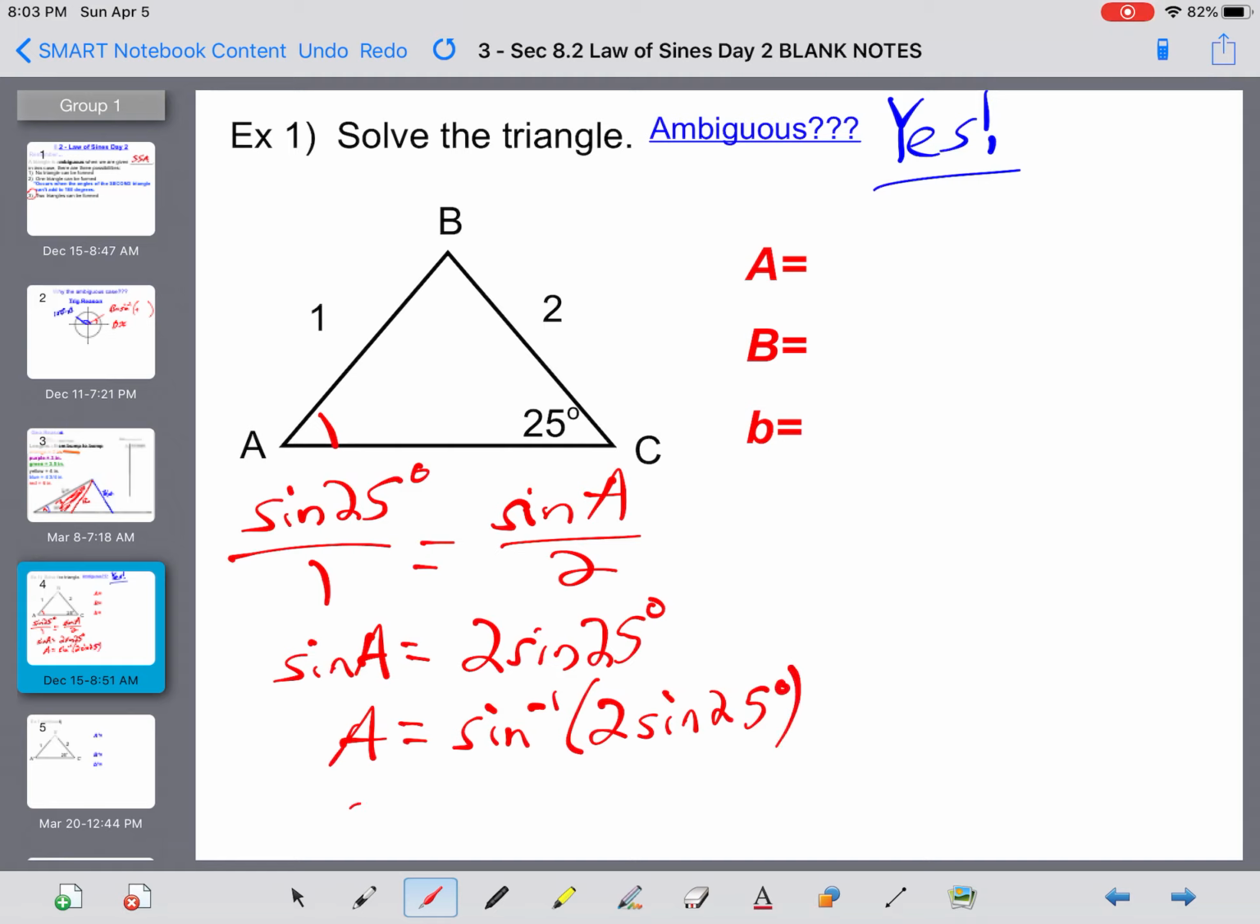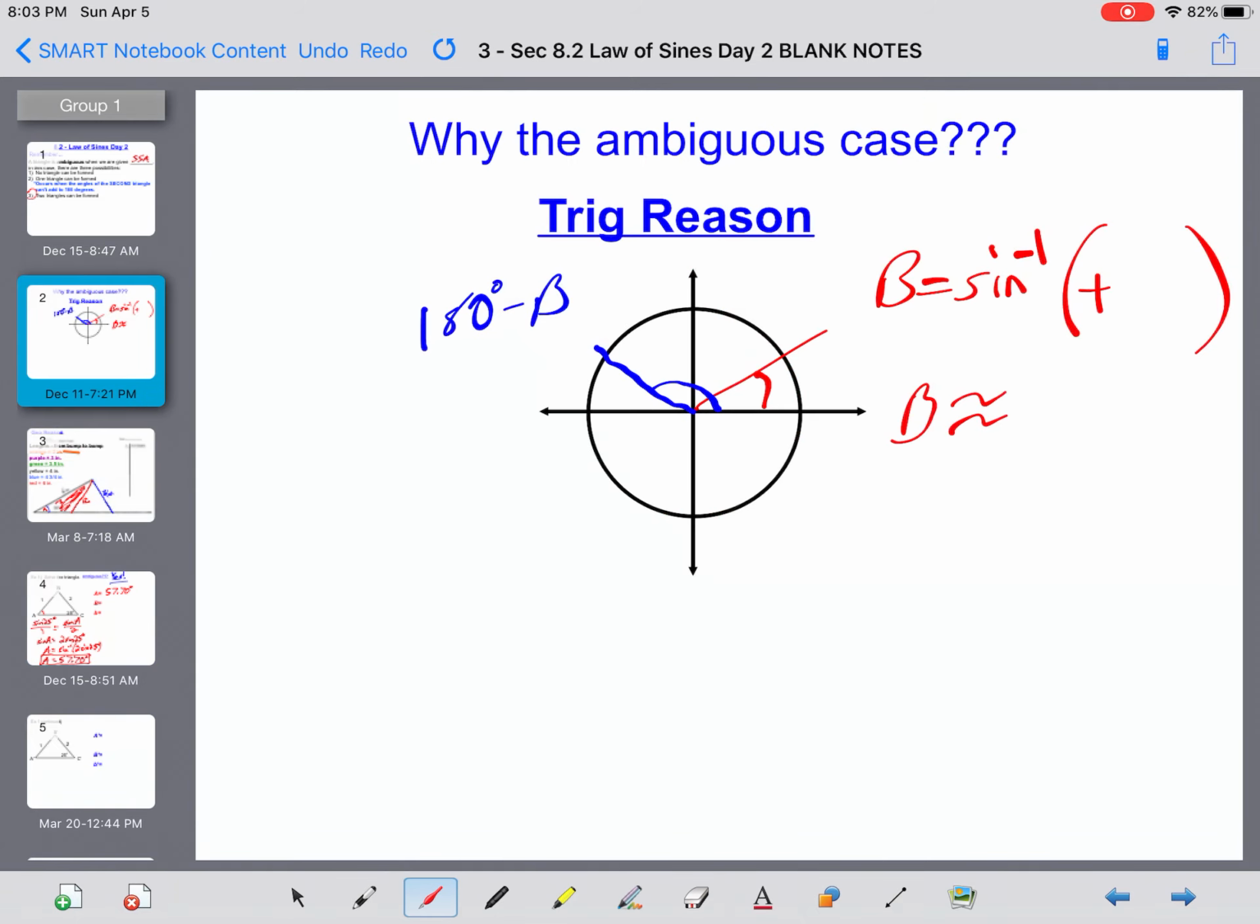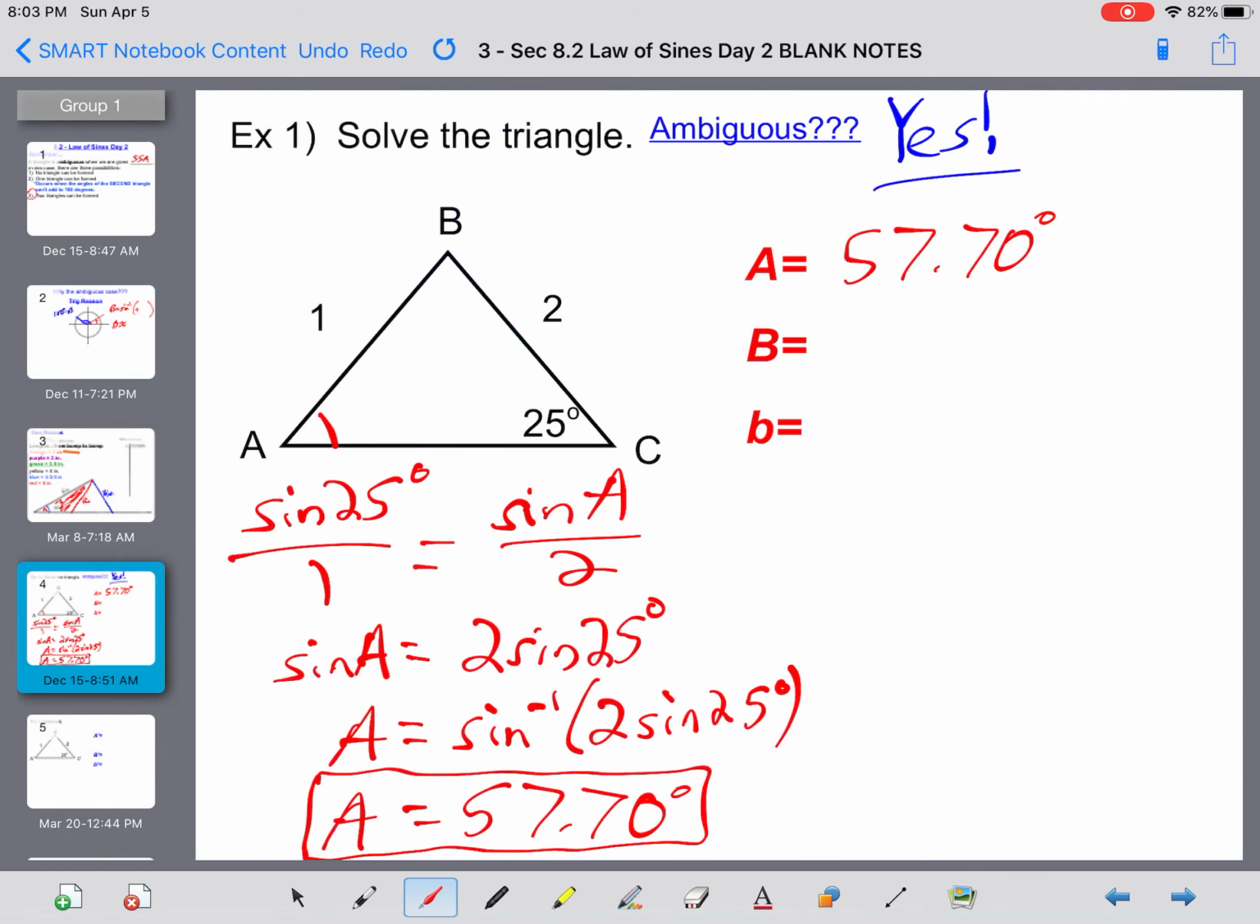And if you go to the calc, type that in, you should see 57.70 degrees. The online homework, of course, will tell you what to round to. Okay, so there's the 57.70 degrees. That is one possibility for A, okay? Now this is where you have to pause. What we just did, think back to what I showed you on this slide. You just found that red triangle in quadrant 1. Now you've got to ask yourself, is there a second triangle possible?